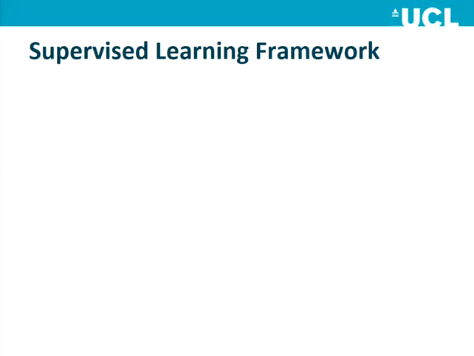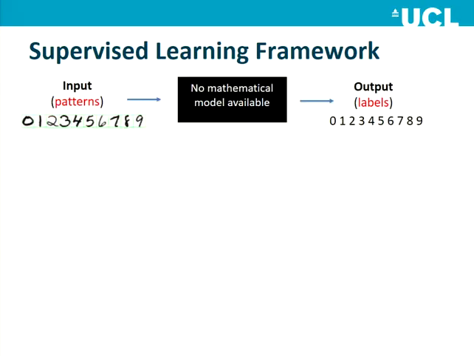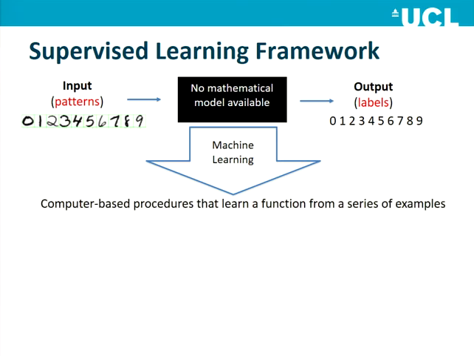So basically, in the supervised learning framework, the idea is that we are interested in learning a relationship between input and output. We don't have an explicit mathematical model available. In this example, what I have as input are handwritten digits, and the outputs are the labels, the real labels of these digits. And we want to learn a function that does this mapping from input to output. If we don't have this explicit mathematical model available to go from input to output, we can use the machine learning approach, which means we learn these functions from a series of examples.